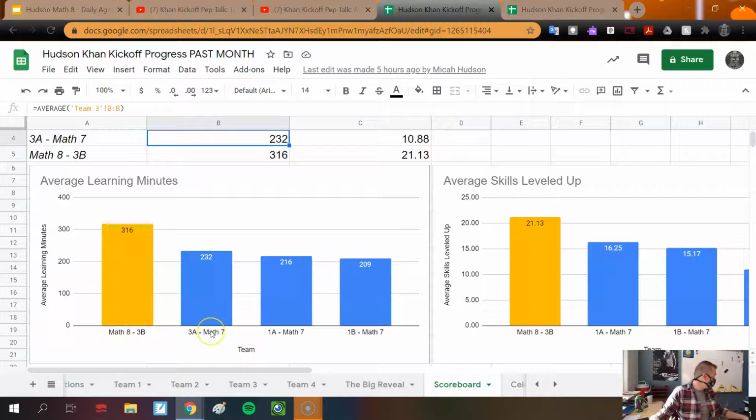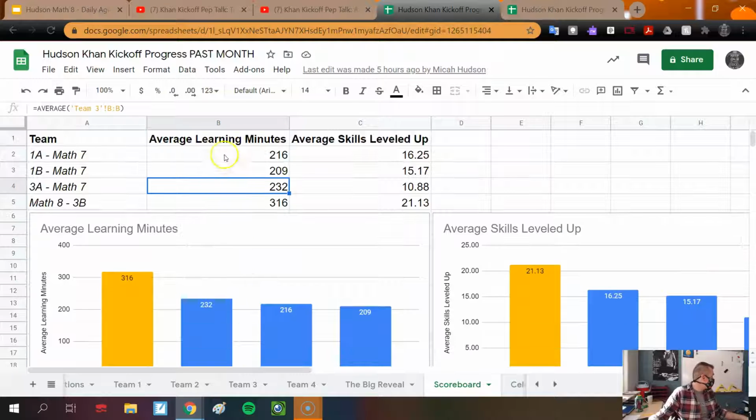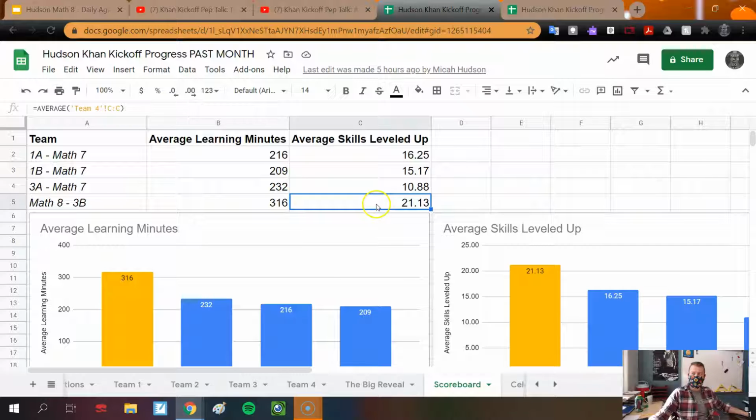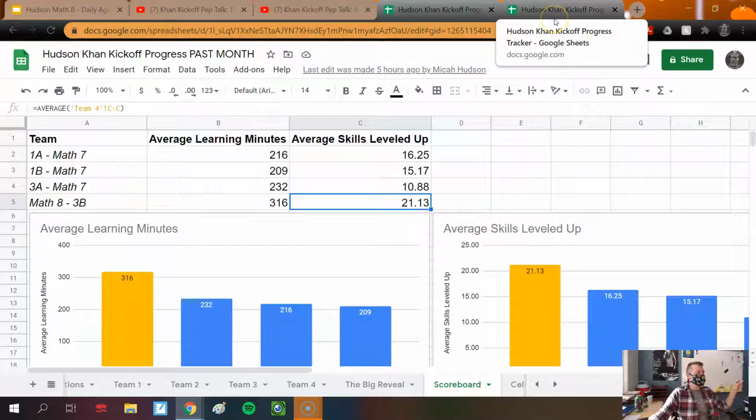But that would be if we looked at the past month, because this is literally the past month, I made this spreadsheet. So my 1A class had an average of 216 minutes for the past month. You guys had an average of 316 minutes. And if I decide to go with skills leveled up, you had 21.13 as an average, skills leveled up way better than any of my other classes. Now, that's not really fair because you're doing more new content right now. They're doing more review. But we're going to be going week by week.